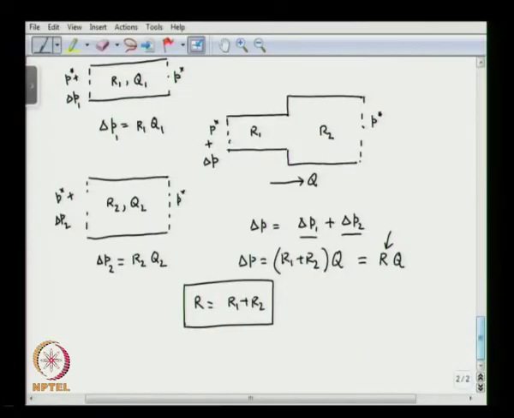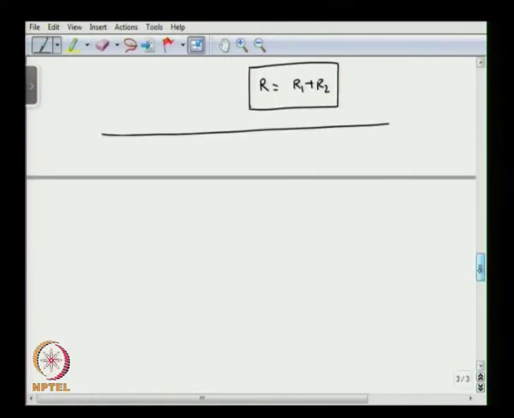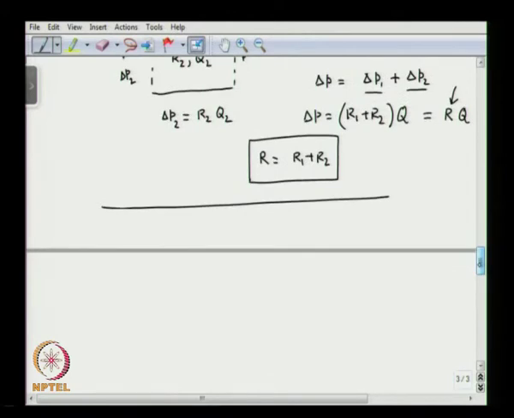So now let us look at when the hydraulic resistances are connected in parallel. When they are connected in parallel, let us consider this case here.